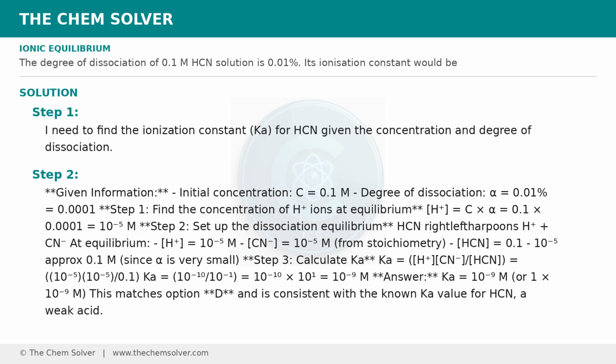H+ equals C times alpha, equals 0.1 times 0.0001, equals 10^-5 M.